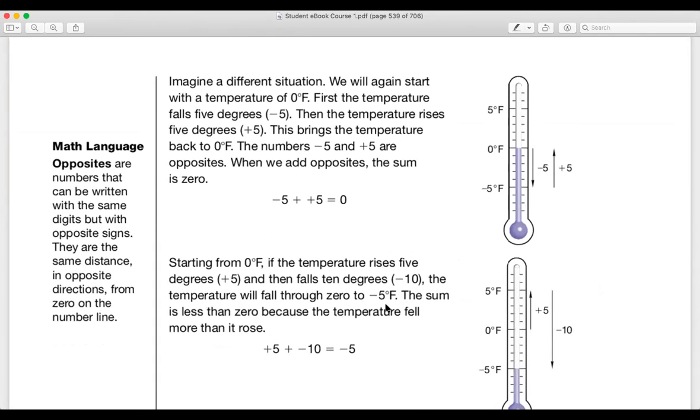Imagine a different situation. We again start with a temperature of 0 degrees. First, the temperature falls 5 degrees, -5. Then the temperature rises 5 degrees, +5. This brings the temperature back to 0 degrees Fahrenheit. The numbers -5 and +5 are opposites. When we add opposites, the sum is going to be 0. -5 plus +5 equals 0. So if you're at 0 and you go down 5 and then you go back up 5, you're back to 0.